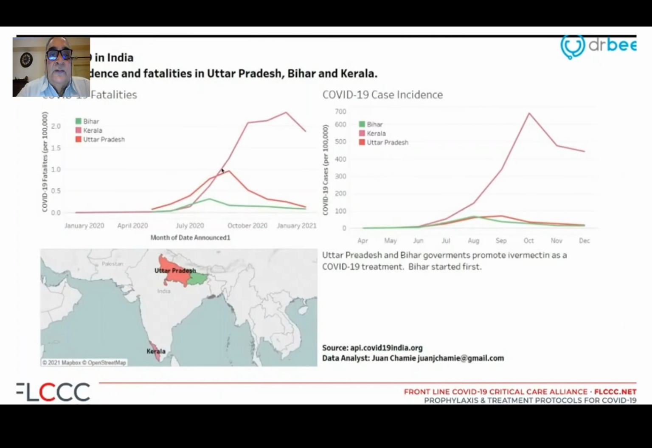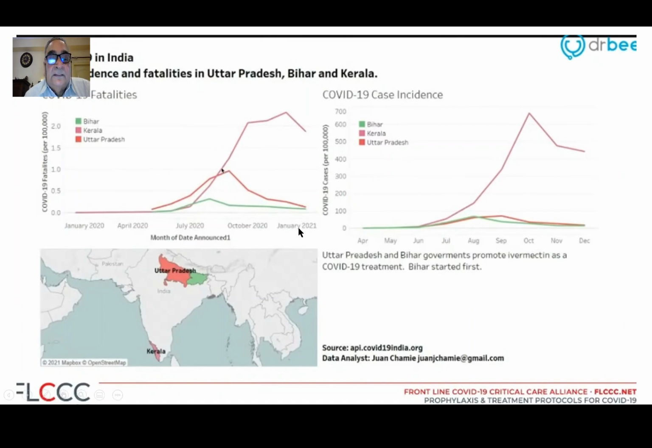Now we start to show you some data on the COVID-19 pandemic of July 2020 to January 2021. We show you the case incidence and fatalities in Uttar Pradesh, Bihar and Kerala. This green line is Bihar, this is Uttar Pradesh, and that is Kerala.